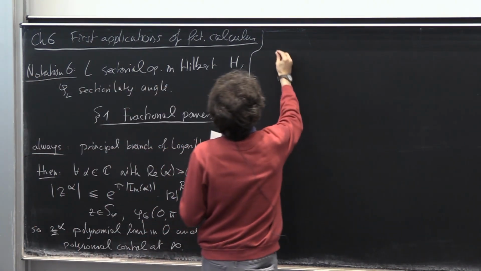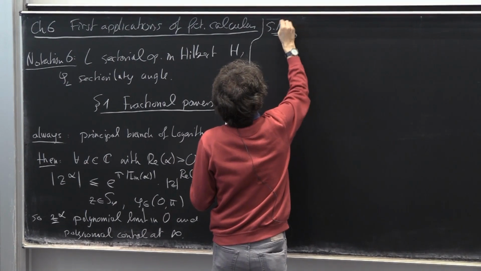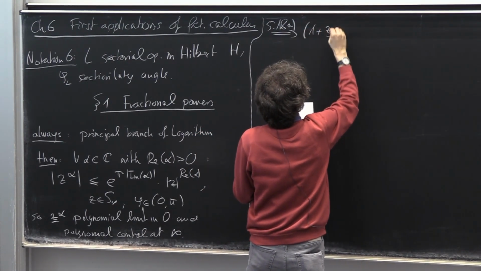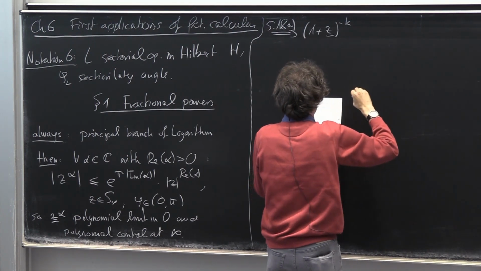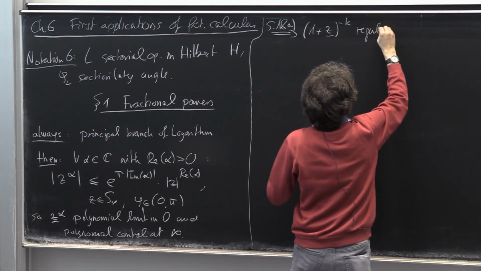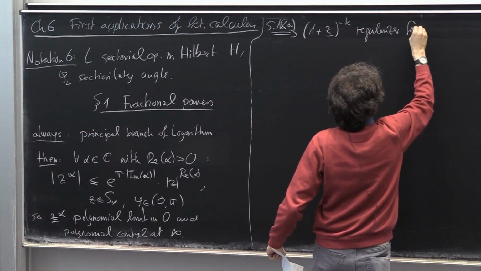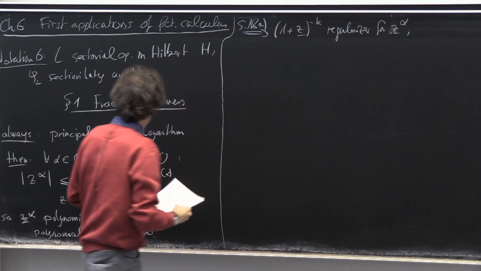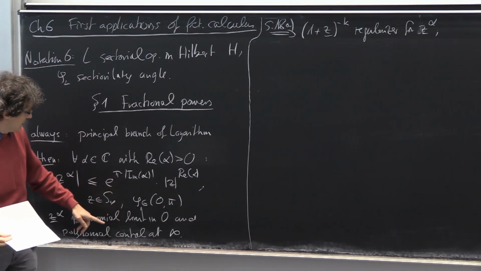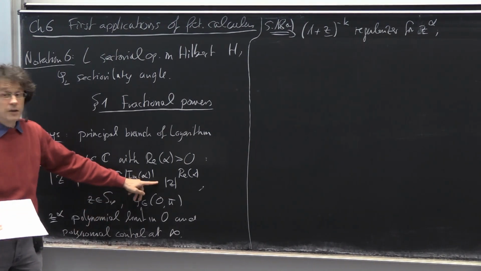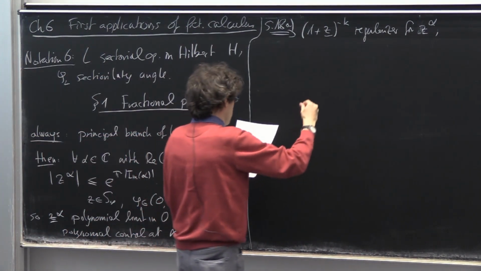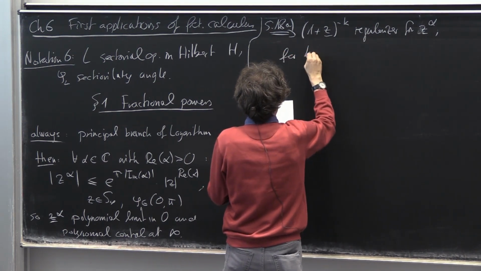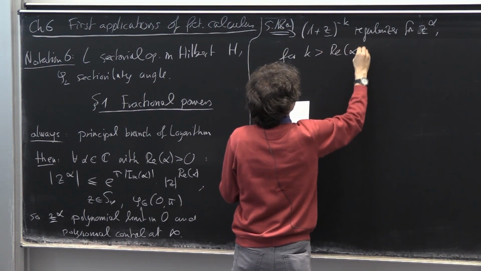So this was 5.18a, which tells us that the function 1 plus z to the minus k is a regularizer for this function z to the alpha if k is big enough to compensate for the polynomial growth at infinity. So if k is larger than the real part of alpha.